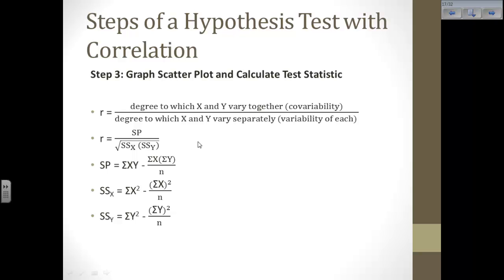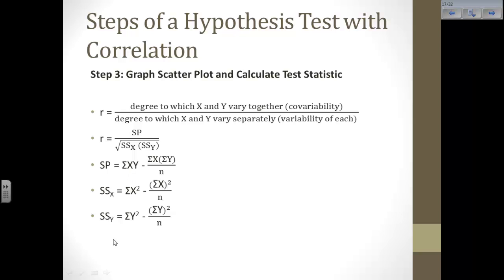Remember, in ANOVA, your F statistic would equal 1 if the between groups variability and the within groups variability were the same. Or in other words, there were no differences due to the independent variable, just due to error. Well, now in correlation, you'll get a correlation of 1 or an R of 1 if the degree to which X and Y covary together is equal to the degree to which they vary separately. Then you'll have a perfect correlation. All of those differences in X or Y can be tied to the relationship with the other variable.